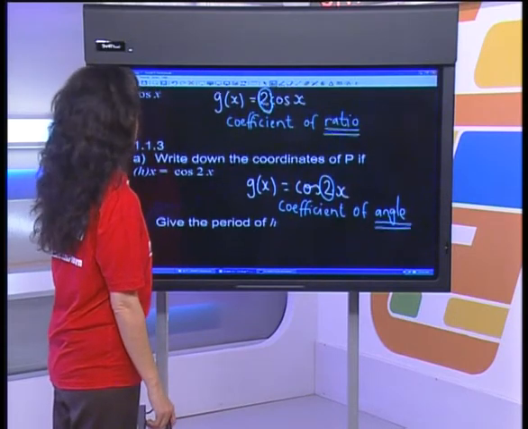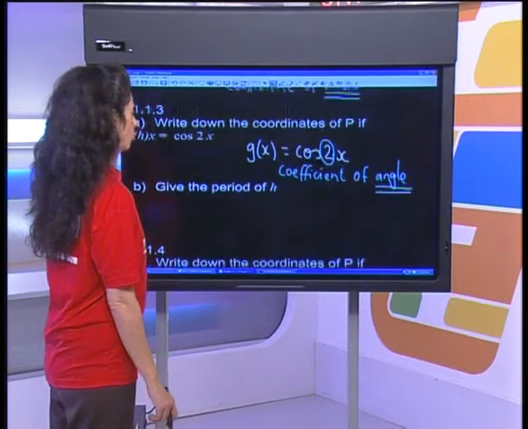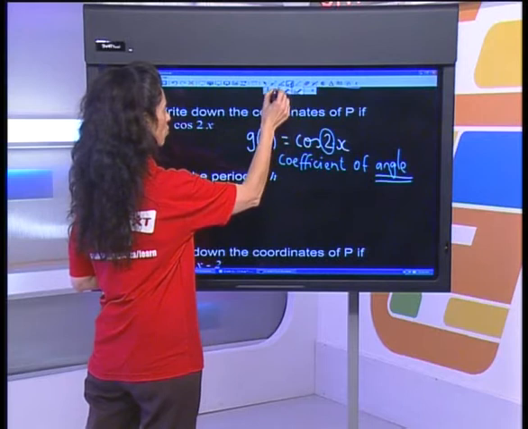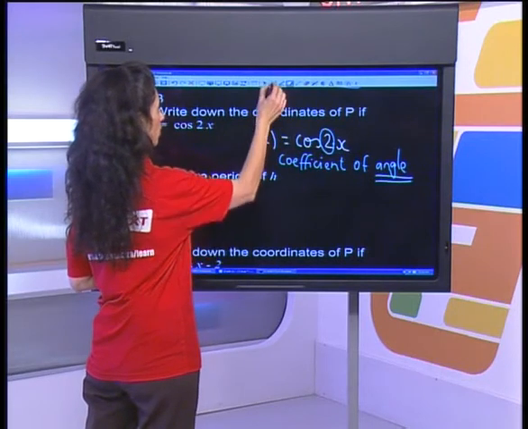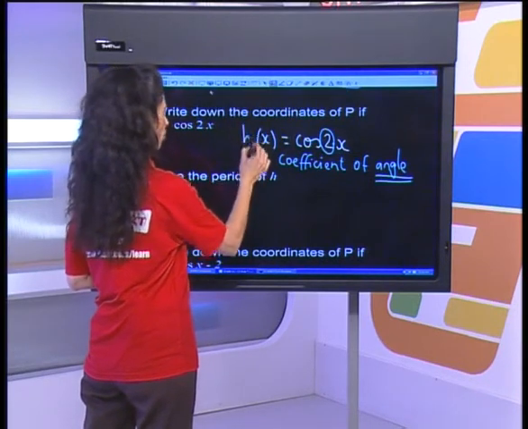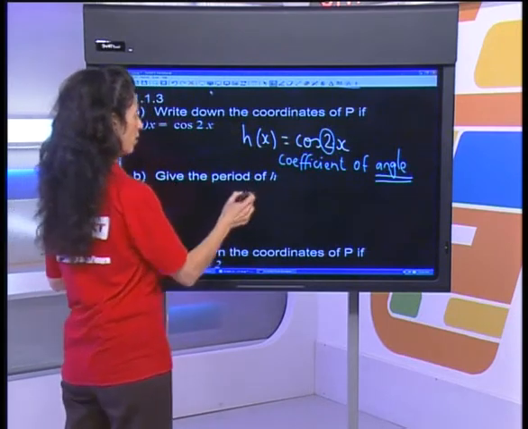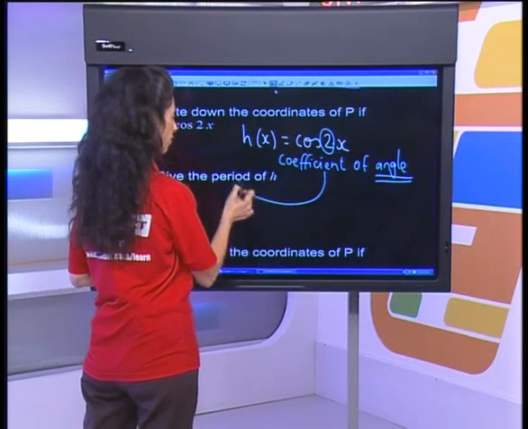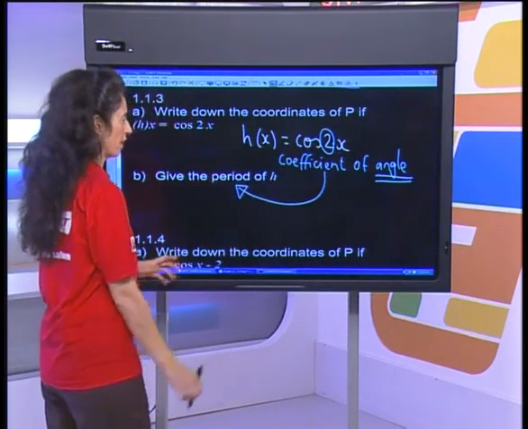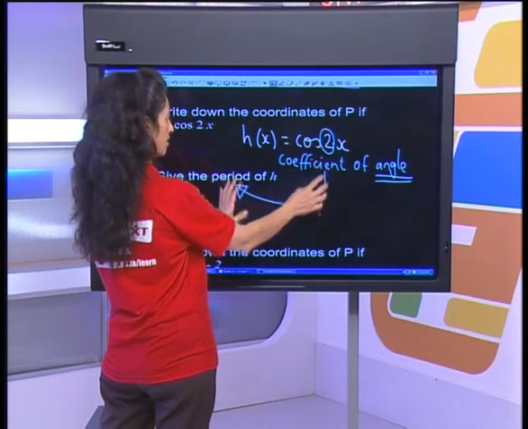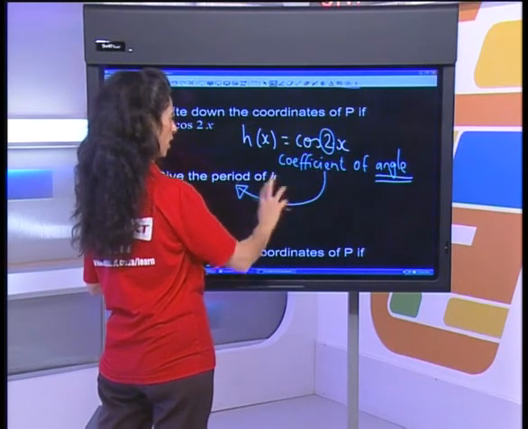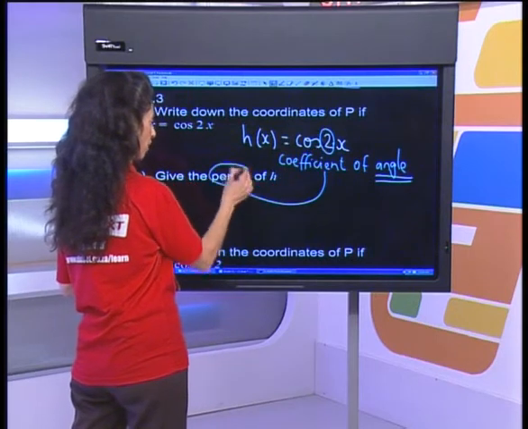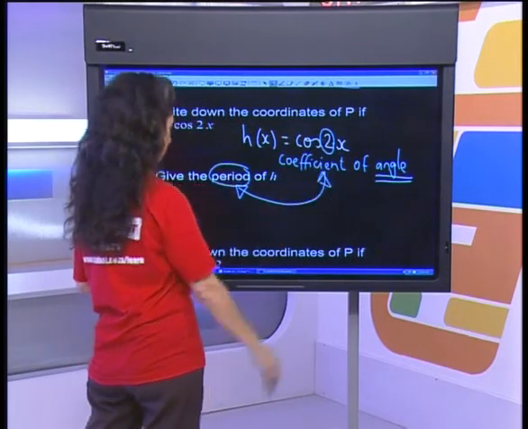And then we would like to know, in fact this one's been written as g, so let's just use the same notation. This would be an h of x is cos 2x, give the period of h. What would the period be if you have a change in the coefficient of the angle? So these two things are connected. There's some kind of thing happening here that if I change the coefficient of the angle, something's going to happen to my period. There must be some connection between these two.